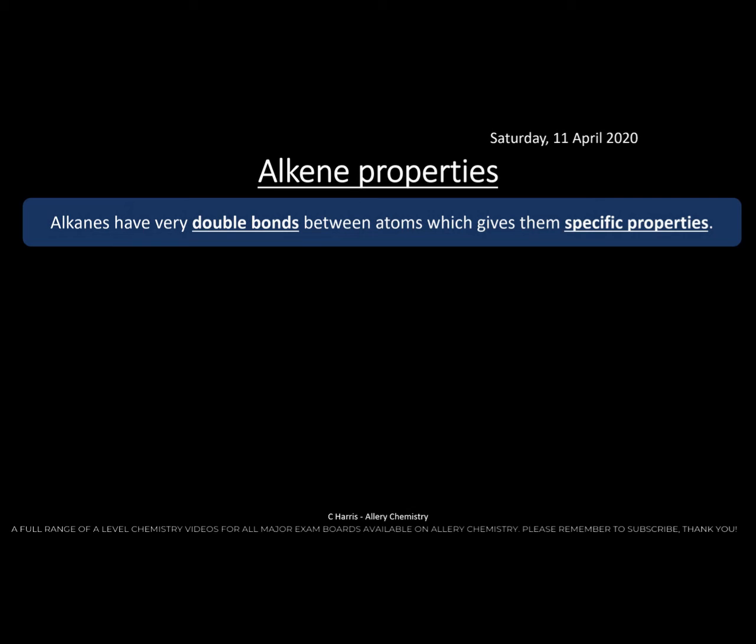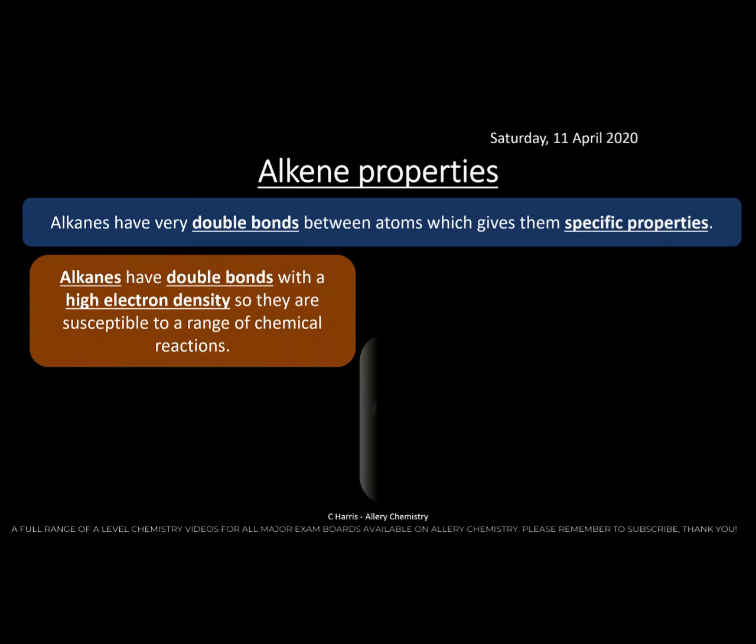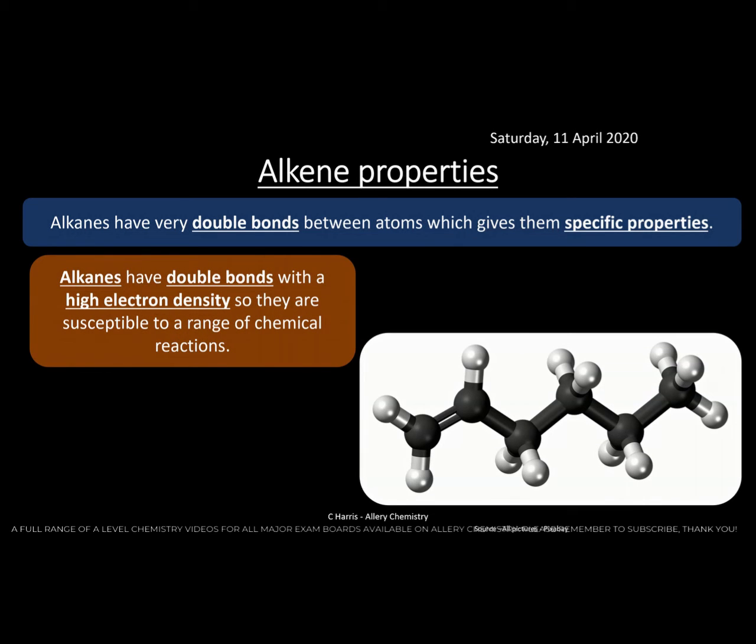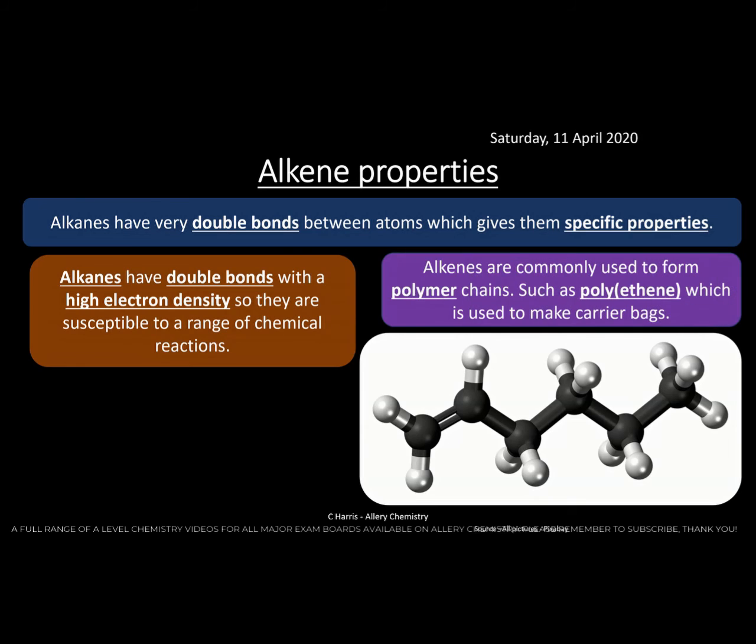Okay, so alkene properties. They have double bonds between them, so very strong double bonds between the atoms, which give them specific properties. So that should say alkenes, not alkanes, so I'll get that changed. Alkenes have double bonds with a high electron density, so they are susceptible to a range of chemical reactions.